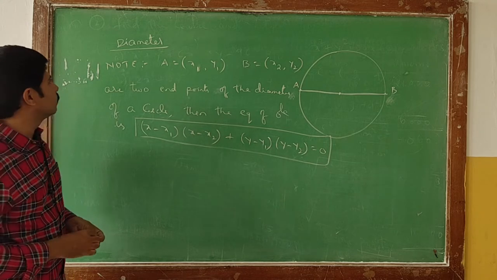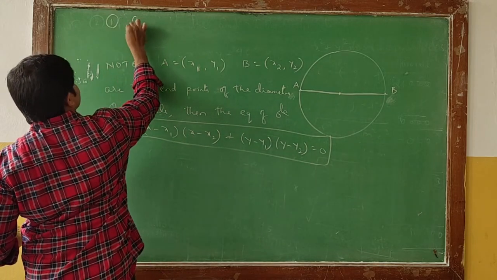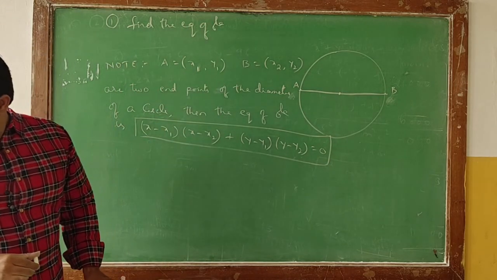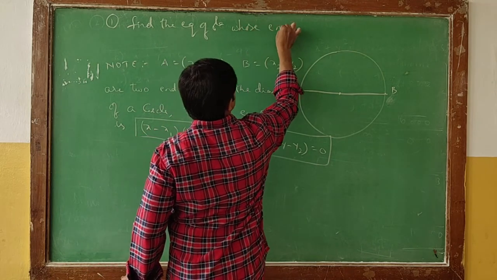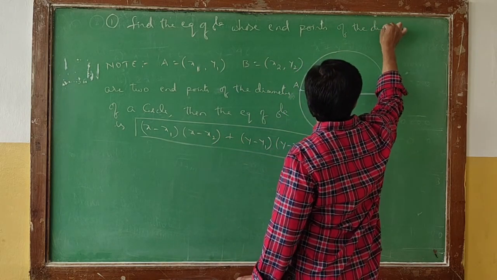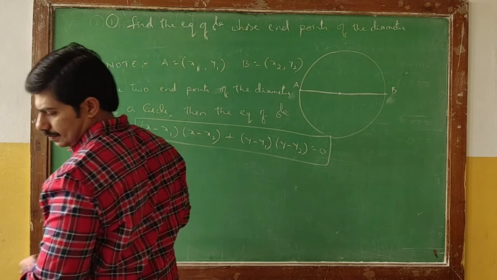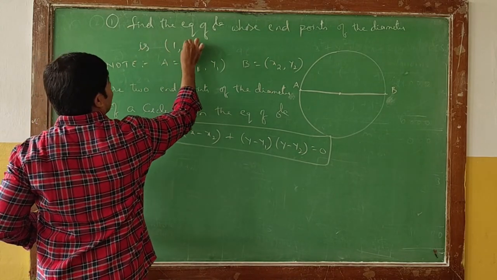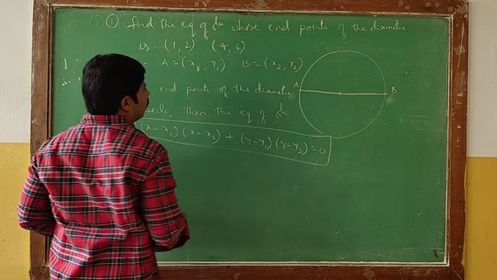Find the equation of circle whose endpoints of the diameter are 1 comma 2 and 4 comma 6.